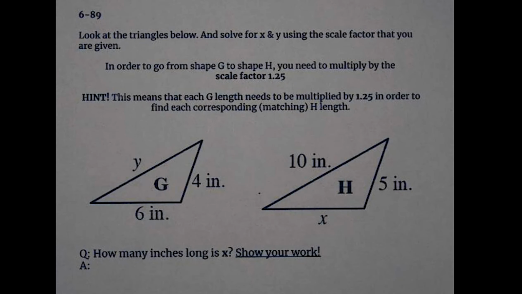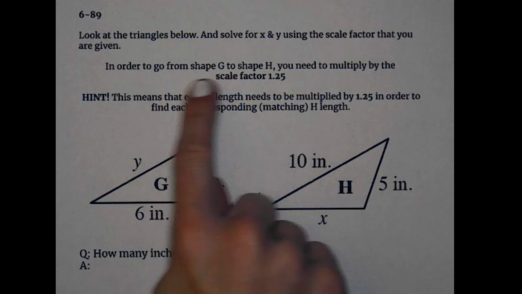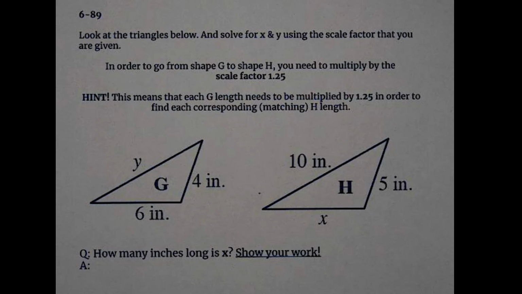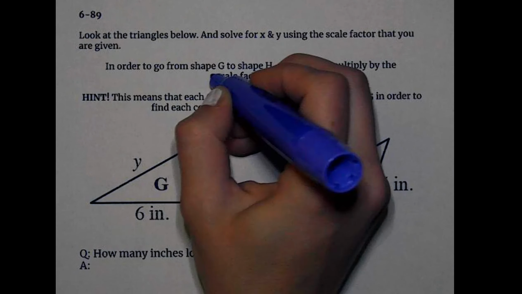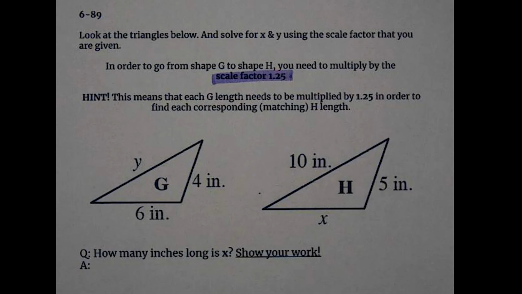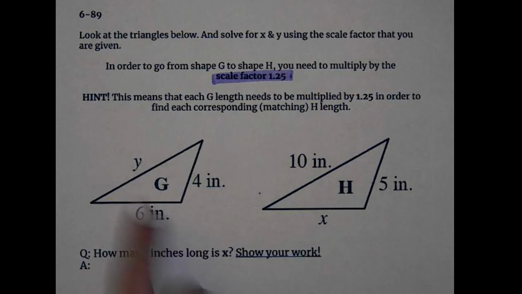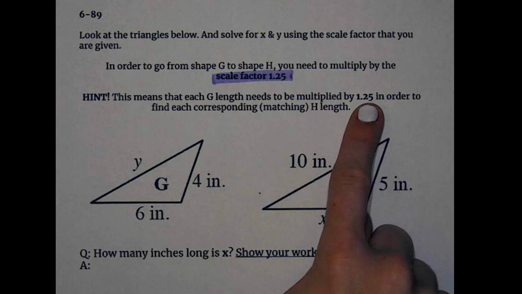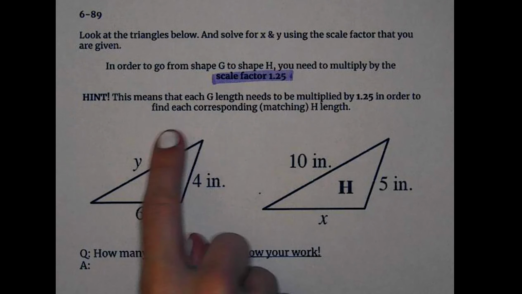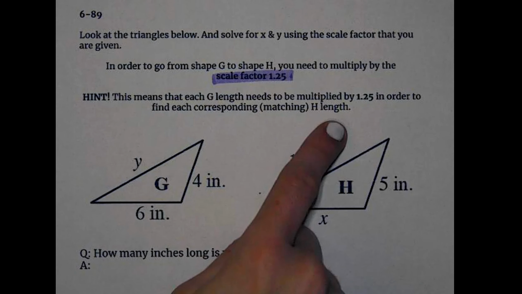Okay, so instead of finding our scale factor for this one, it tells us that in order to go from shape G to shape H, you need to multiply by the scale factor of 1.25. So now instead of giving us both numbers and saying find the scale factor, they only give us one number and the scale factor and say find the missing side length. A hint: this means that each G length, so this is G, needs to be multiplied by 1.25, our scale factor, in order to find each corresponding or matching H length over here.